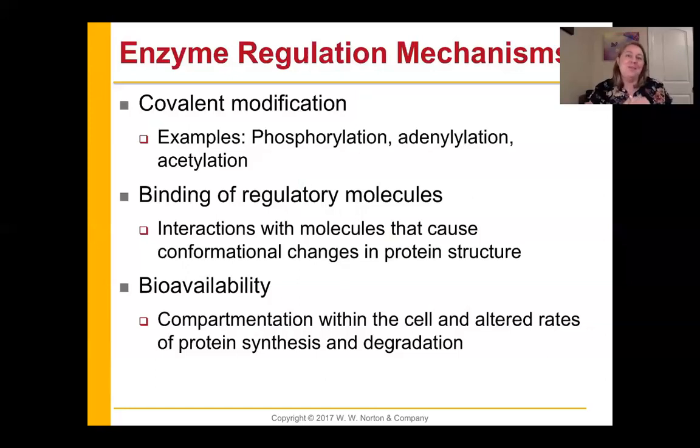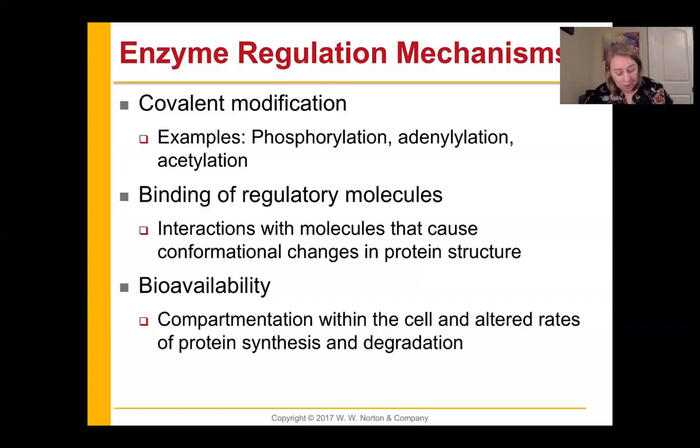And so how do you regulate enzymes that control catabolism and anabolism, right? And so some things that you can do is you can put covalent modifications on those enzymes. You can phosphorylate them, you can adenylate them, you can put an acetyl group on them, right? So you can add things to it. That's the covalent modification. You can have an interaction of that enzyme with something else that's going to change the conformation of the protein, either to make it more active or to make it less active. It could go either way.